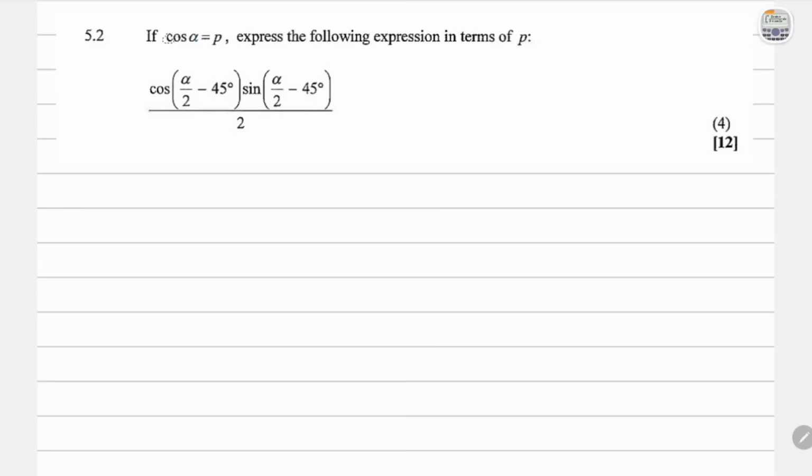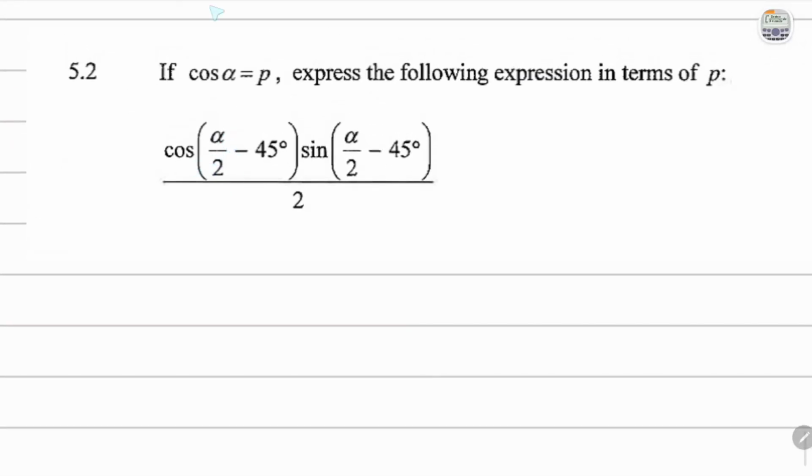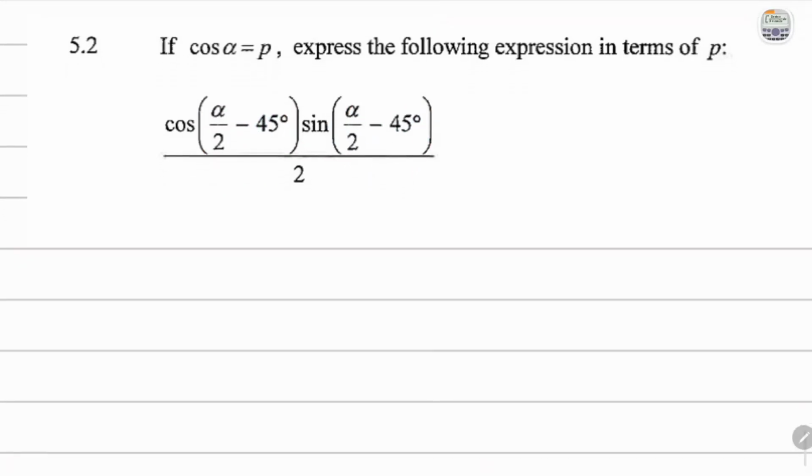Question 5.2 says, if cos alpha is equal to P, express the following in terms of P. So you see that what we have is cos of (alpha over 2 minus 45 degrees) sine of (alpha over 2 minus 45 degrees). So we have a repetition of the angles here, which is good.